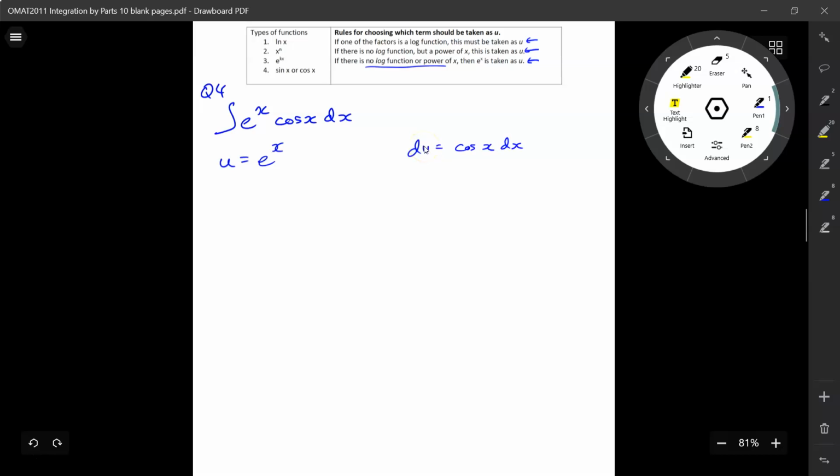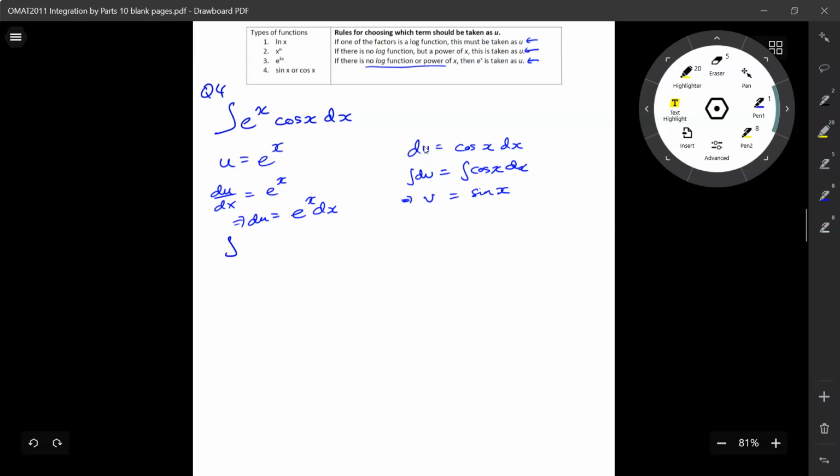Cosine x dx. So we differentiate u: du dx is exponential x, and that implies that du is equal to exponential x dx. On this side, we integrate dv, which is equal to cosine x dx. That implies that v is equal to the integral of cosine x, which is sine x.